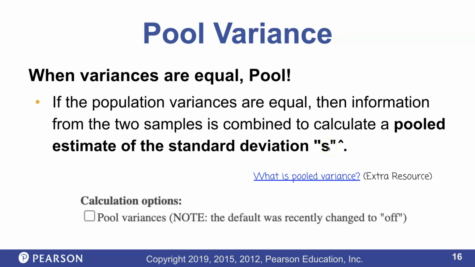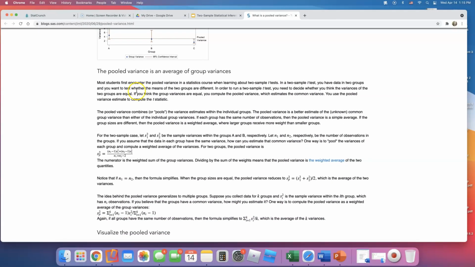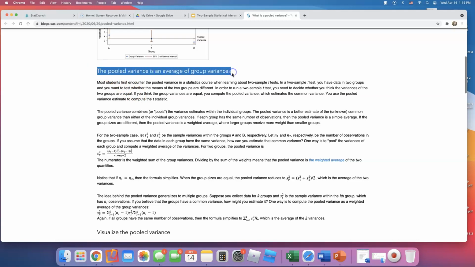So in short, you click on pooled variance. Okay, you do this pooled variance when population variances are assumed equal. And I found some extra resources on what is pooled variance. You can click on this and read a little more about this. The pooled variance is an average of group variances.